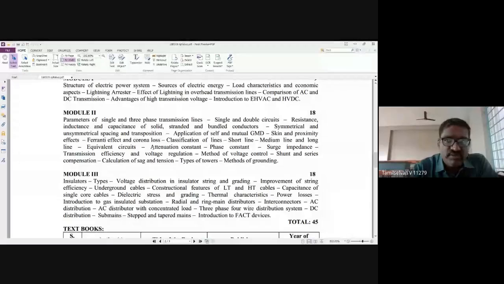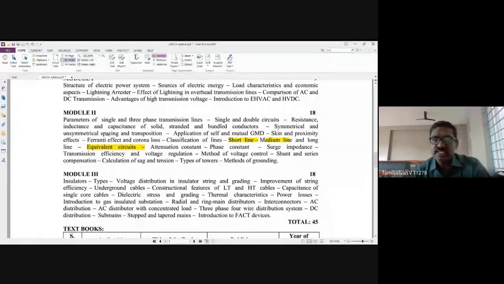This is the first half of module 2 we have seen, and the second half of the module is the performance analysis of our transmission line. For performance analysis, we have categorized the transmission line as short, medium and long transmission line. Further, remember how to draw the equivalent circuits of our transmission line so that we can calculate the performance of our transmission line.